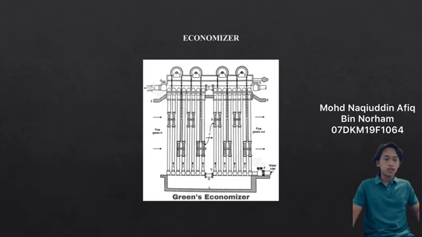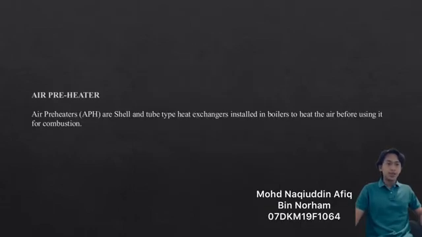First, economizer. Modern day boilers such as those in coal-fired power stations are still fitted with economizers, which are descendants of Green's original design. In this context, they are often referred to as feed water heaters and heat the condensate from turbines before it is pumped to the boiler. Next, air preheater.